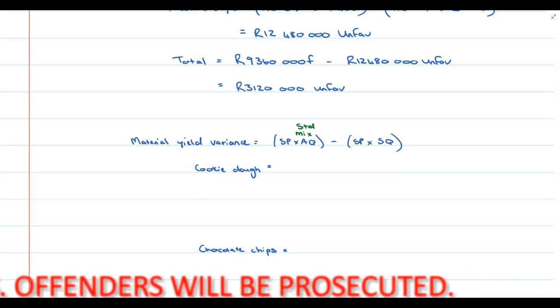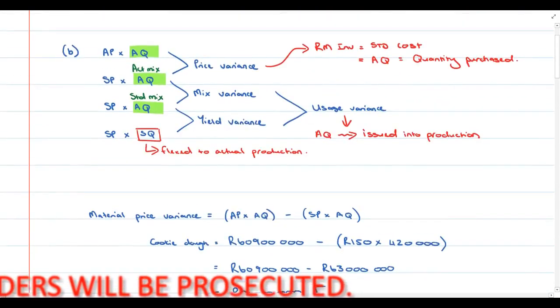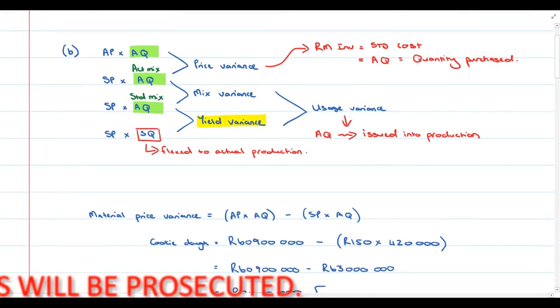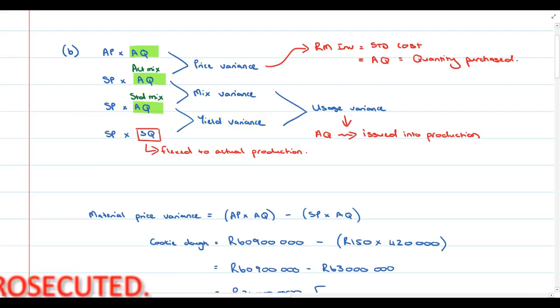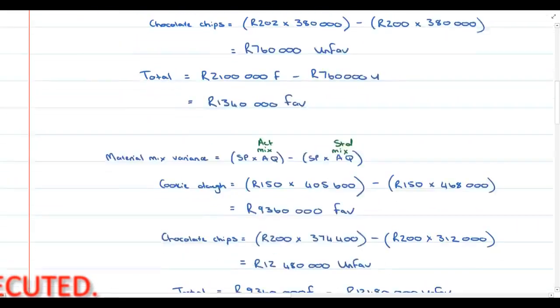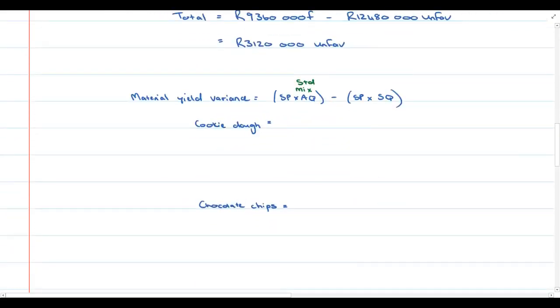All right, and then just to save a bit of time, if you go back to the framework, you can see that the yield variance starts where the mix variance ended. So we can just carry that information forward just to save a bit of time. So this is where the mix variance ended. It's the standard price multiplied by the actual quantity in the standard mix. You can just bring that down.